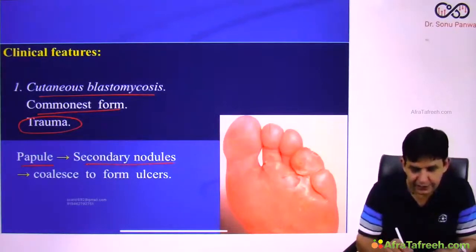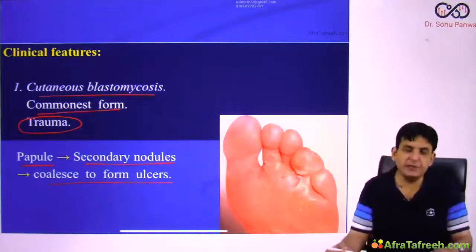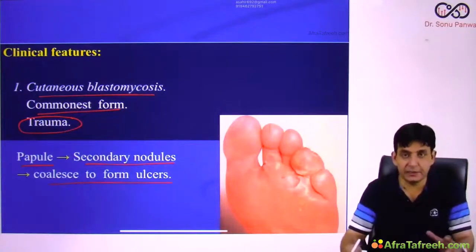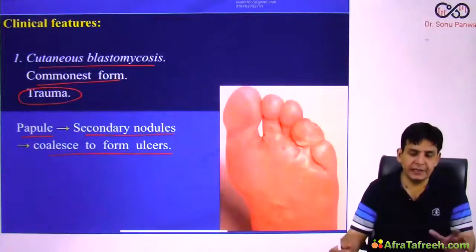Then the secondary nodules are formed, and they form ulcers here. So that is the cutaneous form of blastomycosis. Okay, so that also exists. The commonest is this only, in fact. The papule, then the secondary nodules, and they combine to form the ulcer.